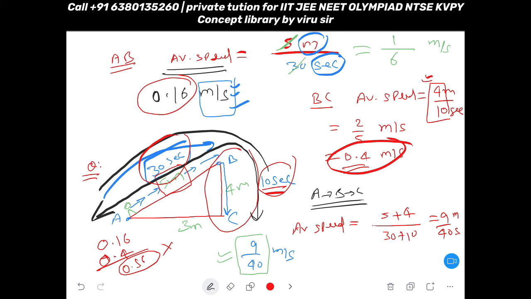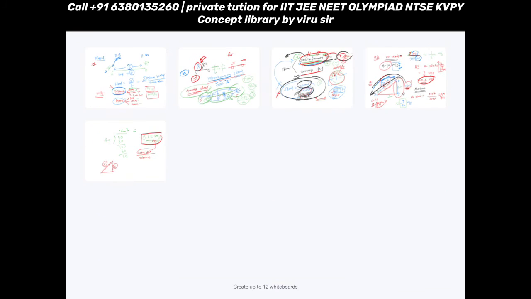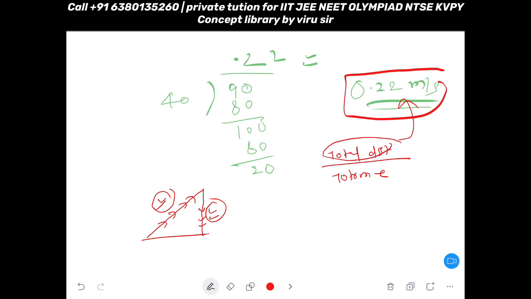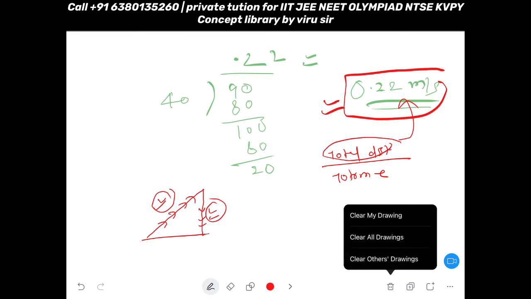Okay, so I will just change the page. So are you okay with this answer, 0.22 meter per second? Very good.